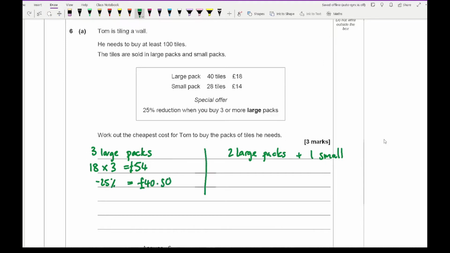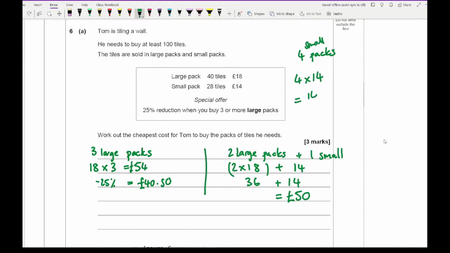In terms of the second option, that's going to be 2 times 18 plus 14, so that's 36 plus 14, which equals £50. And obviously then I could go for 4 packs of the small, and that's going to be 4 times 14. Let's quickly work it out. I should really use the calculator, but I'm not going to bother. So we've got 16, and that's going to be £56.